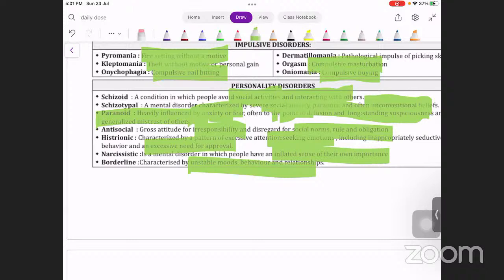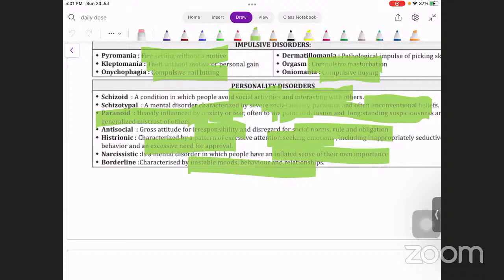Narcissistic personality disorder is where the patient thinks totally about himself, trains himself to be the better person, and gives importance to oneself, not to others. Then you have histrionic, where there is attention seeking, inappropriate seductive behavior, and excessive need for approval. Antisocial is irresponsibility, disregard of social norms, rules, and obligations.